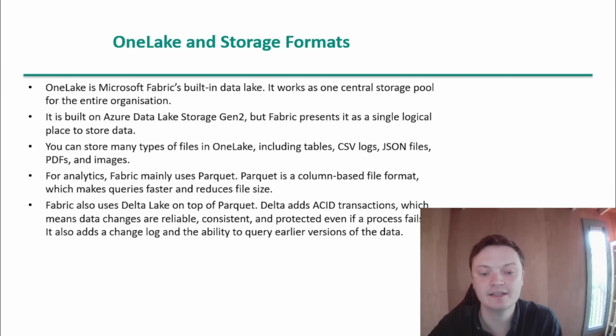For analytics, Fabric mainly uses Parquet. Parquet is a column-based file format which makes queries faster and reduces file size. Fabric also uses Delta on top of Parquet. Delta adds ACID transactions, which means data changes are reliable, consistent, and protected even if a process fails. It also adds a changelog and the ability to query earlier versions of the data.